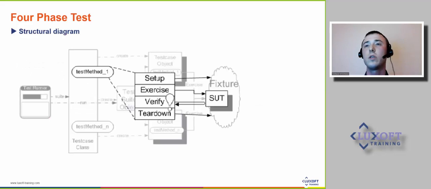The structural diagram of the four-phase test is the following. On the right, we have the test runner of our test methods. It can be JUnit or TestNG in Java. This block is the test case class which contains test methods, and we can see that each test method consists of setup phase, exercise phase, verify phase, and teardown phase.